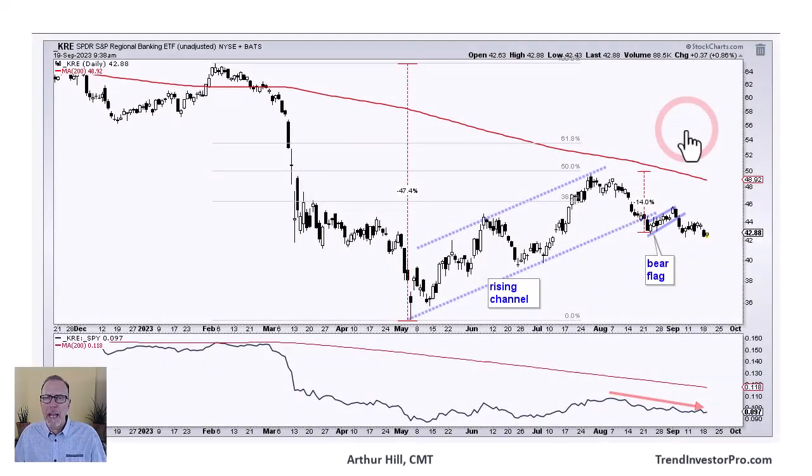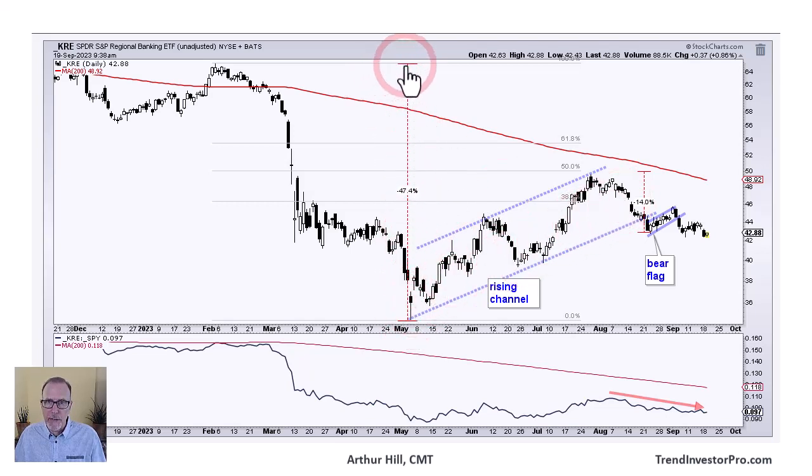Now next up we have regional banks, KRE. And on this chart we've got two patterns that look pretty much the same, but they cover two different time frames. And this highlights the fractal nature of technical analysis. You can have a pattern such as head and shoulders, and you can see it on a 5-minute chart, 60-minute chart, daily chart, or a weekly chart. And if we look here on this chart, the first pattern that I see is the bigger pattern. We have a 47% decline and then a rising channel.